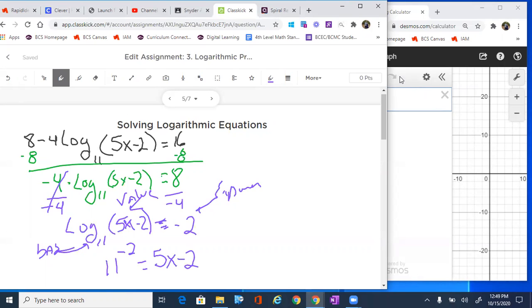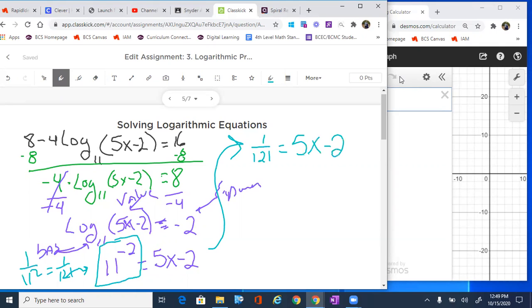Now check it out. I have an equation I can work with. The reason I know I can work with it is there's one variable. 11 to the -2nd is just 1 over 11 squared, which is the same thing as 1 over 121. So let's rewrite that up here: 1 over 121 equals 5x minus 2. Now it's just a basic problem at this point. This is easy solving.